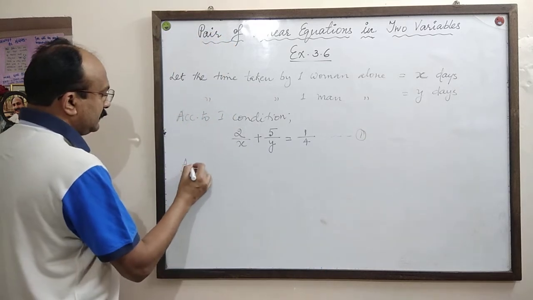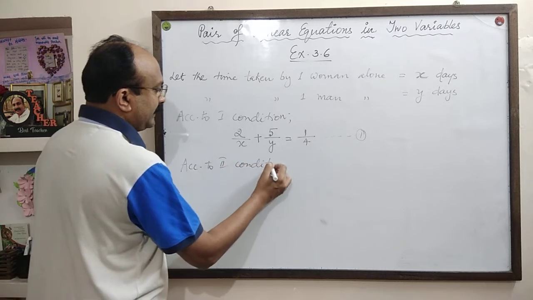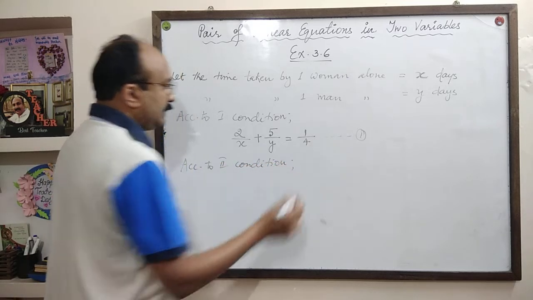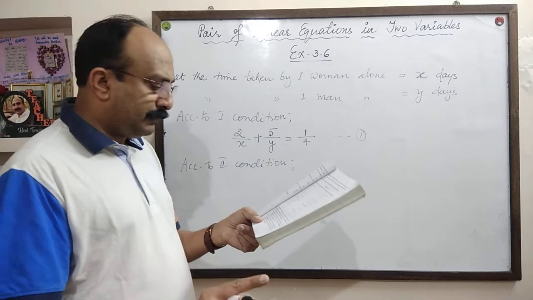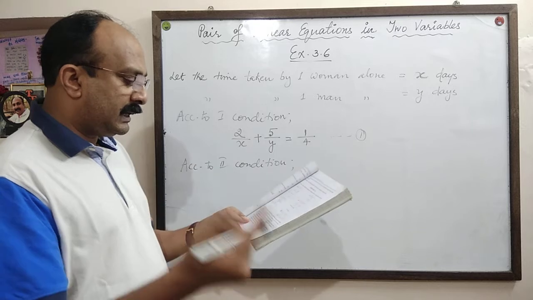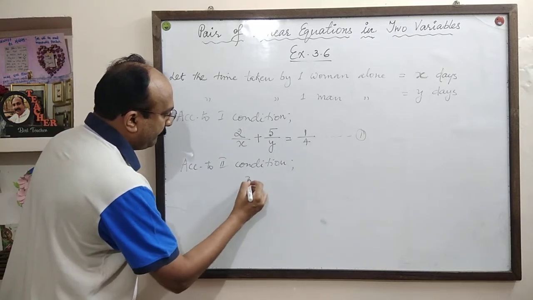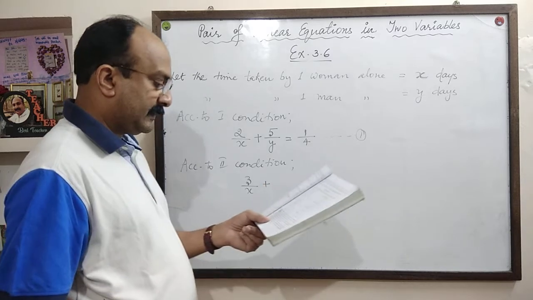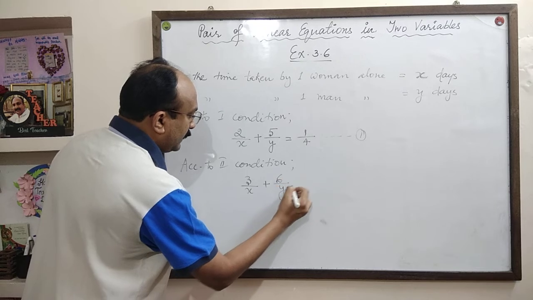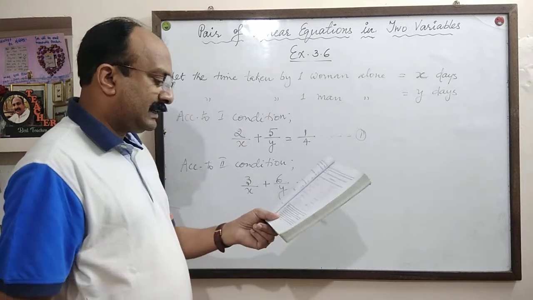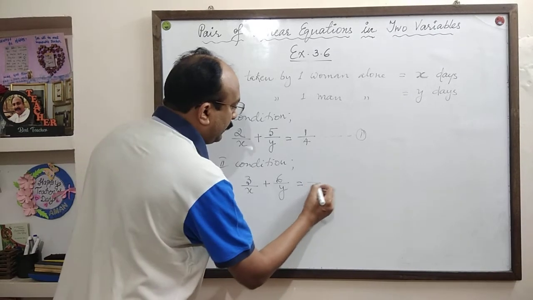Now see the second condition. 3 women and 6 men can finish it in 3 days. 3 women, so 3 upon x plus 6 men, 6 upon y. Then the work can be finished in 3 days. So what is 1 day's work? 1 upon 3.